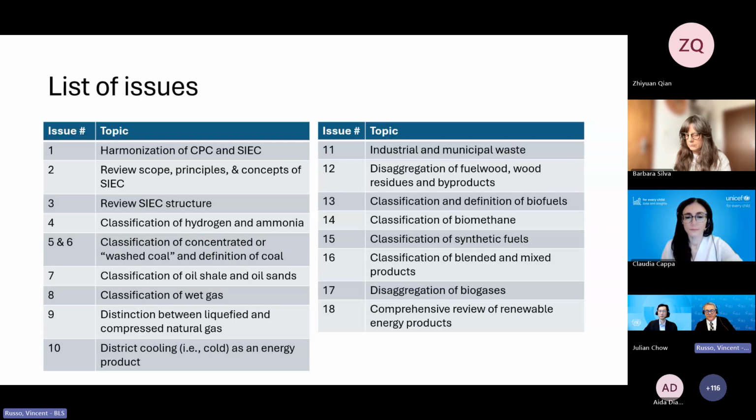The initial consultation that we conducted a few years ago resulted in 18 issues. We picked up a few more along the way, but these were the issues that emerged from that initial consultation. Some of them were interrelated as well, and not all of them necessarily resulted in changes to the classification. But you will see that there's generally an emphasis on improving coverage of renewable sources, and distinguishing between renewable, non-renewable energy and fuels.